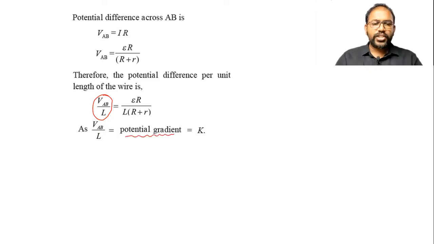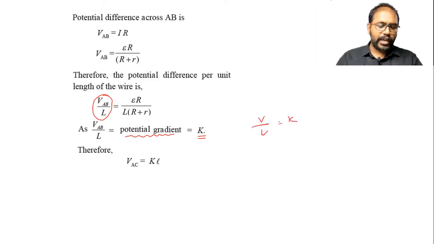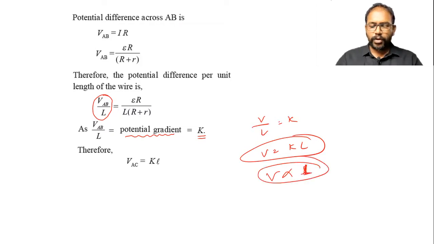Potential per unit length is called the potential gradient. We represent the potential gradient by K. So if this is a constant, we can say that V by L is equal to K, and K is constant. So V is equal to K into L. K is a constant, so V proportional to L we can write.